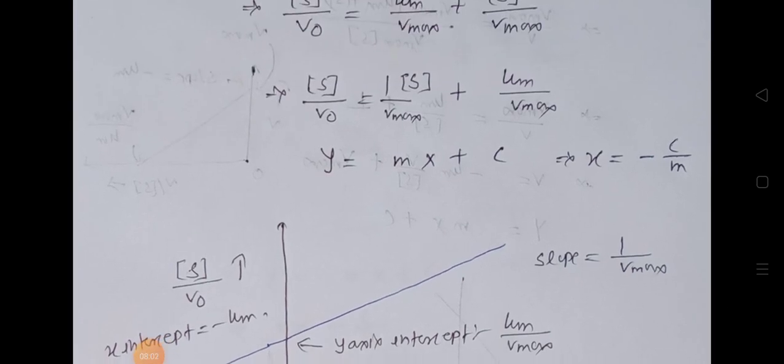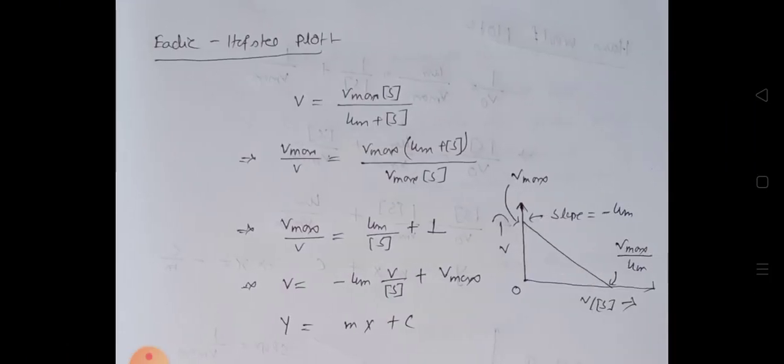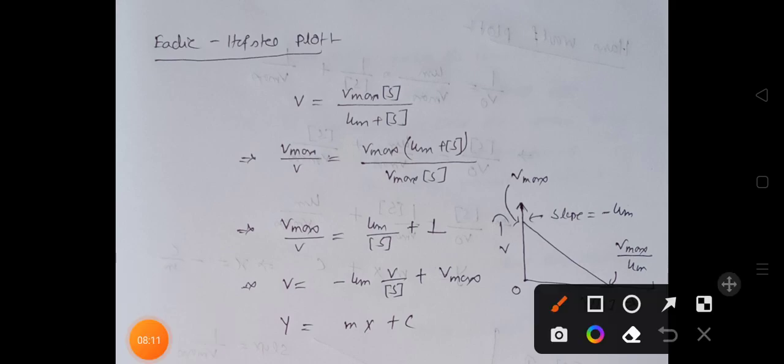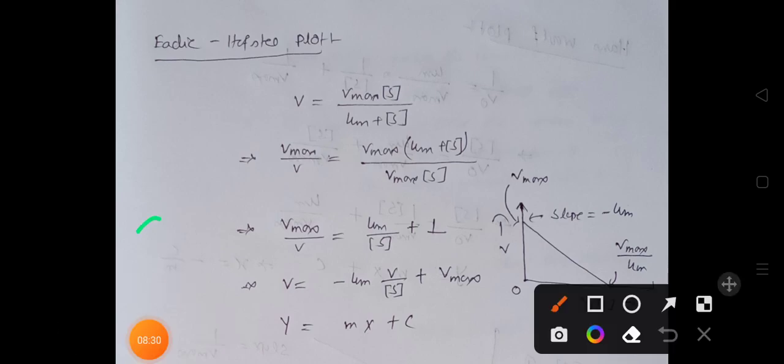So now let's move on to the next type of plot, which is the last one, that is the Eadie-Hofstee plot. Here the thing is quite different. Here we are not going to start with either Lineweaver-Burk or Hanes-Woolf plot. We are going to start with the Michaelis-Menten equation. What we are going to do is take the reciprocal and add Vmax on both sides. Now by arranging this, we will get something like this. Now we have to write this thing as y equals mx plus c, right? So y means variable term. So here we are going to send v to this side. Okay, so we will get something like this.